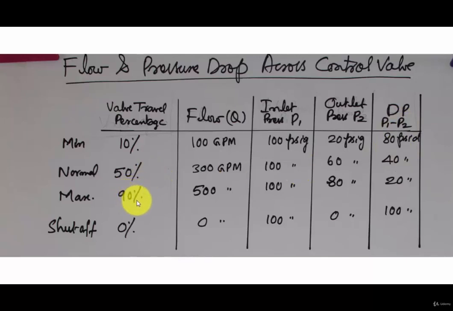First we will discuss the maximum condition. Maximum condition is assumed to be at 90%. At 90%, maximum flow may be 500 gallons per minute. Inlet pressure is 100, outlet pressure is 80, because the valve is 90% open and pressure is slowly developing at the outlet side. So that is assumed to be 80. In this condition, what is the differential? It's 20 dP, 20 psid. The normal condition is in between minimum and maximum. Normal means 50%. Flow is also nearly the middle of these two, that is 300 GPM. Inlet pressure is assumed to be constant, and outlet pressure is again the middle of these two. So differential pressure is also in the middle, that is 40 psid.